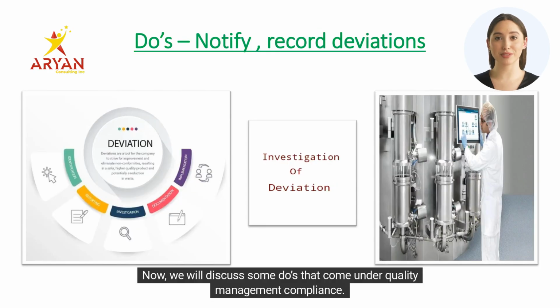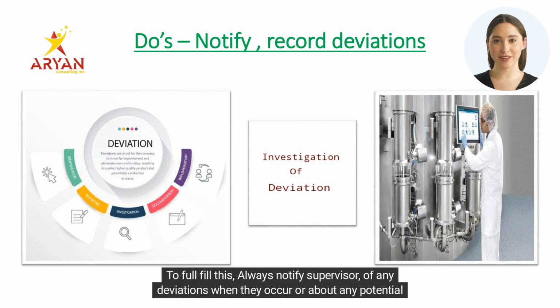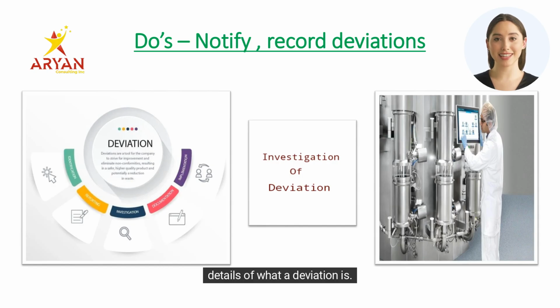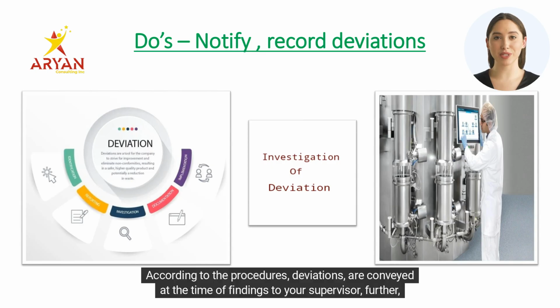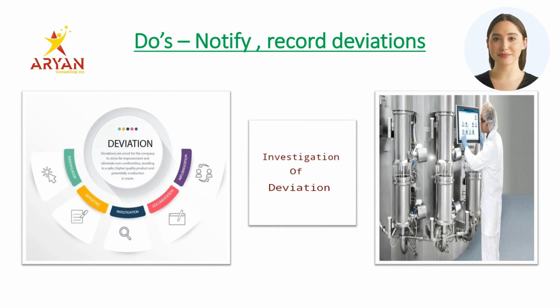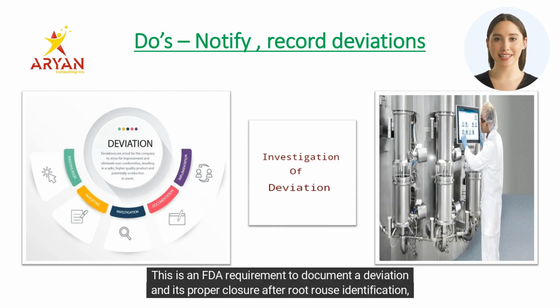Now, we will discuss some do's that come under quality management compliance. To fulfill this, always notify your supervisor of any deviations when they occur or about any potential deviation that you may be able to foresee. Under the terminologies training session, we have discussed details of what a deviation is. According to the procedures, deviations are conveyed at the time of findings to your supervisor. Further, these deviations are documented, initiated, reviewed, investigated, and approved on a timely basis. This is an FDA requirement to document a deviation and its proper closure after root cause identification.